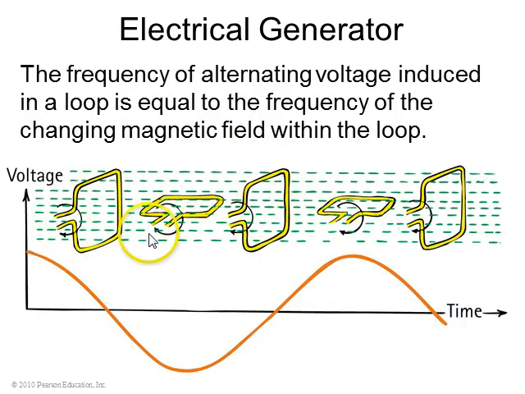So the frequency of this voltage is set by the frequency that you rotate the loop in a magnetic field. So these dashed lines represent a magnetic field. It's maximum going through the loop here, and here the loop is parallel to the field, so there's no field passing through it. Here the loop is reversed. And so you see as this loop goes round and round, the voltage goes up and down in time.